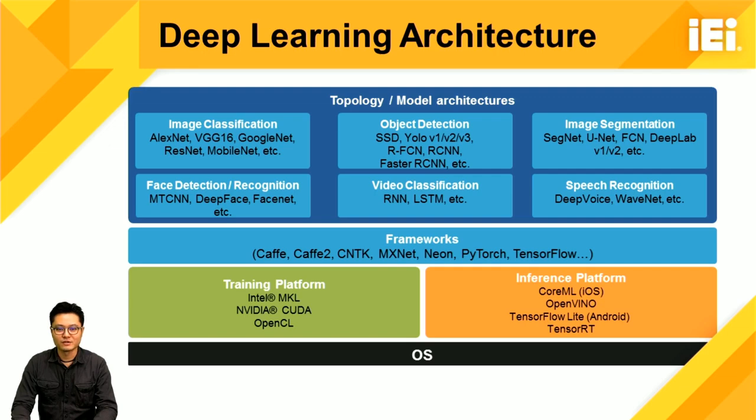This page includes deep learning tools and frameworks, above the OS. There are frameworks for deep learning such as TensorFlow, Caffe, and MXNet. Then you use a suitable topology to train the deep learning model. Let's say for image classification tasks, you may select AlexNet or GoogleNet. For object detection tasks, you may choose SSD and YOLO.